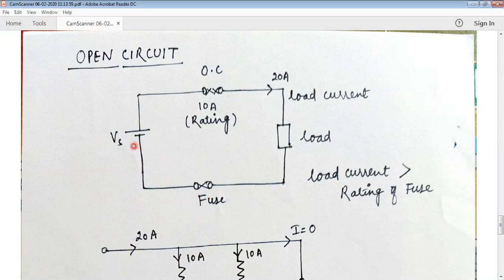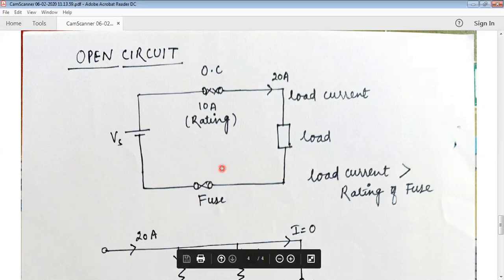The value of that source voltage is Vs, and the load applied is this one here. So when a voltage is applied across a load, then load current will flow. Let's say that load current is flowing as 20 ampere. And whatever fuse you have connected, that fuse is having a rating of 10 ampere. Now see here, the load current that is 20 ampere is greater than the rating of the fuse. Means more than the rating of the fuse, the current is flowing.